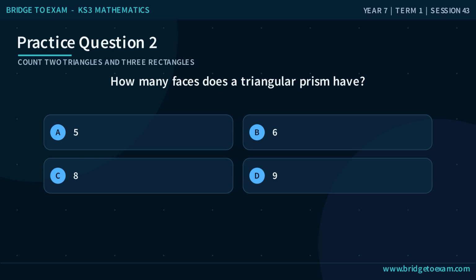Practice question 2. How many faces does a triangular prism have? Option A is 5. Option B is 6. Option C is 8. Option D is 9. Pause. Count 2 triangles and 3 rectangles.